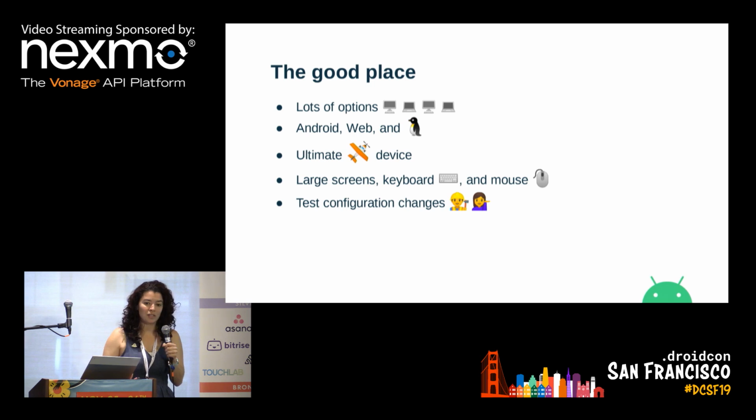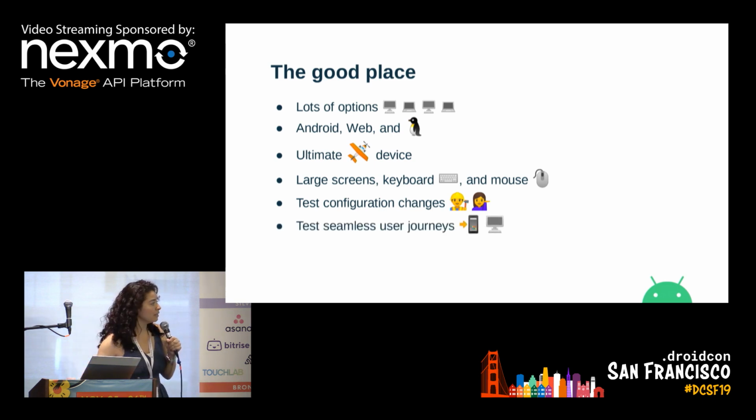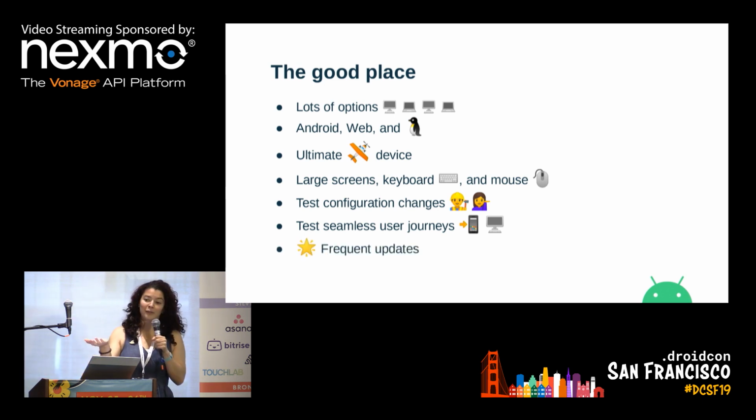You can test configuration changes because you can freeform resize the app. You see also your phone layout, and hopefully you're optimized for large screen apps. And you can test the seamless user journeys that I was talking about before. So you can send your app to the phone and back to your computer and see how that works. And you get frequent updates. Your device is going to get new features, be more stable, be more performant as you get updates every 6 weeks.